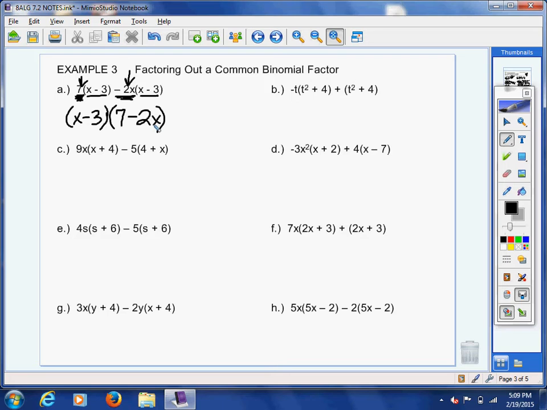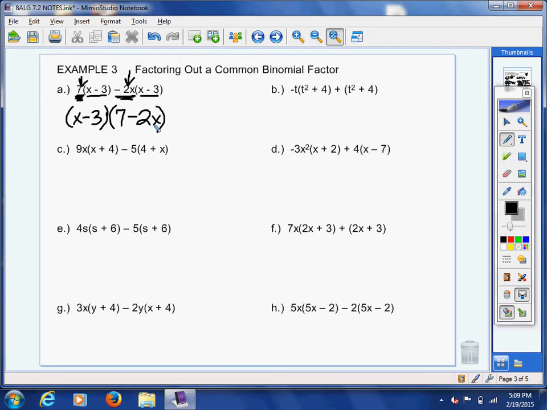So when we do this page, A through H, we're looking for two quantities, if it's factorable at all. There may be one, I just glanced down and saw one that is not factorable. Okay, so let's take a look. Let's go over here to the right to letter B.